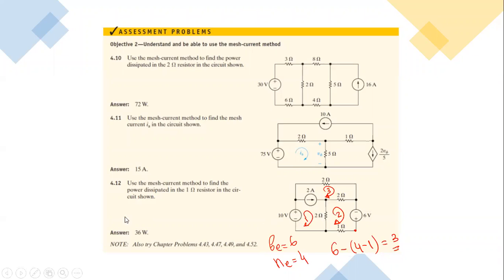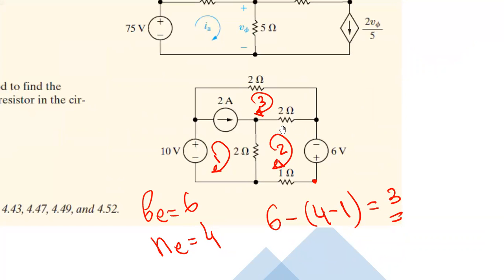Let me magnify this circuit. We can, of course, write KVL for the second mesh. I will start with this. It will be minus 6 because I'm going in the voltage rise. So it will be minus 6 plus I2 times 1, plus 2 ohms times (I2 minus I1), plus 2 ohms times (I2 minus I3). So this is the KVL for the second mesh.